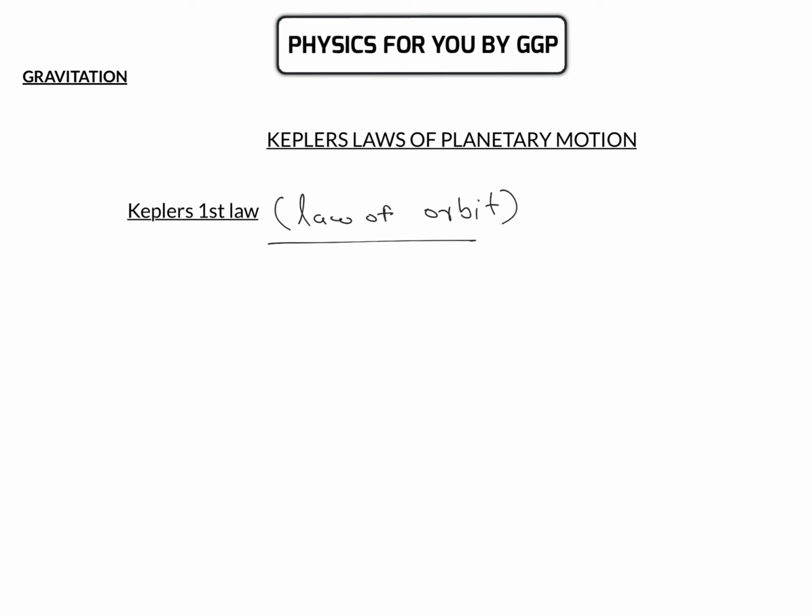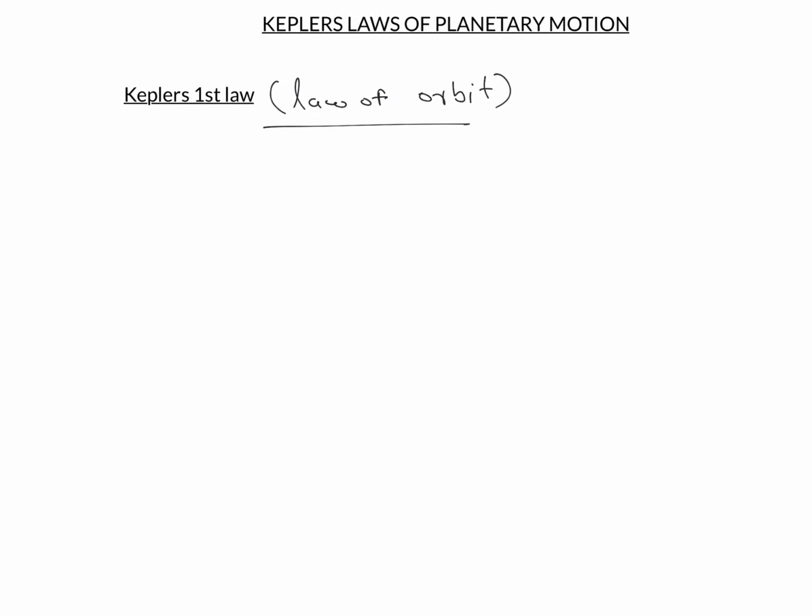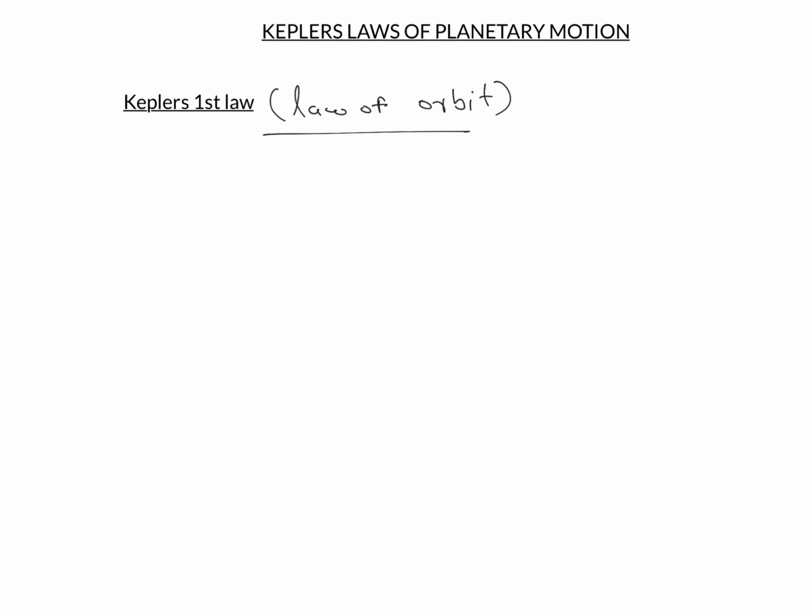So up to now we discussed that a planet or satellite can revolve around a sun or a planet within a circular orbit, or it can be in an elliptical orbit. Now if you are observing planetary motions, Kepler's first law states that all the planets move around the sun in an elliptical orbit with the sun located at one of the foci.